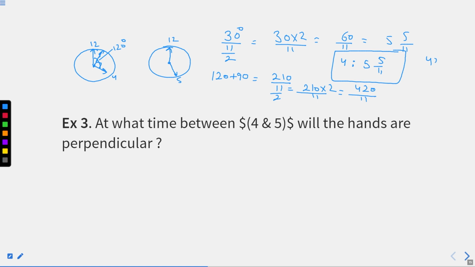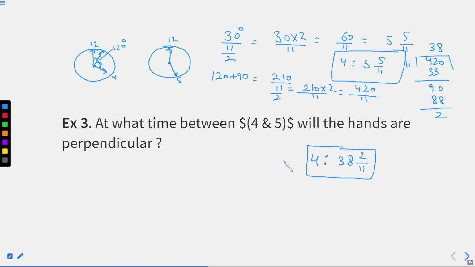And if we solve it like this, so that we are able to get the remainder as well, what are we able to figure out? At 3, it is 33, then 90, right? And then we'll have 8, this shows 88, and 2 will be the remainder. So the time will be 4 hours 38 minutes 2 upon 11. This is going to be the second answer. I hope both the conditions are clear.